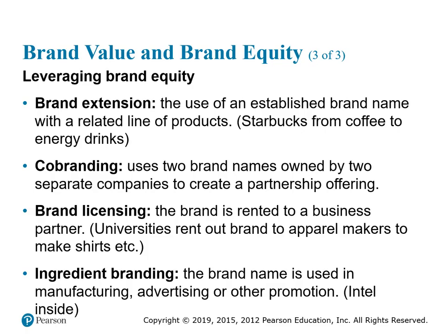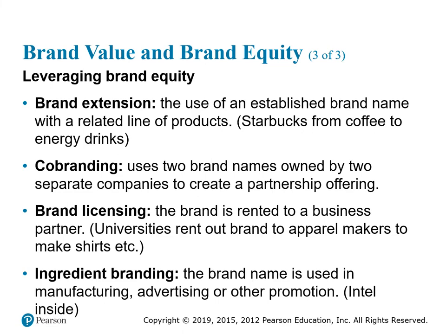You have brand extension, right? An established brand name with a related line of products. So it comes out with a new line of products, from coffee to energy drinks. And then co-branding, where two separate companies create a partnership and offer something. Brand licensing, where the brand is rented to a business partner, and universities rent out their brand to apparel makers to make shirts and so forth with the logo of the university.